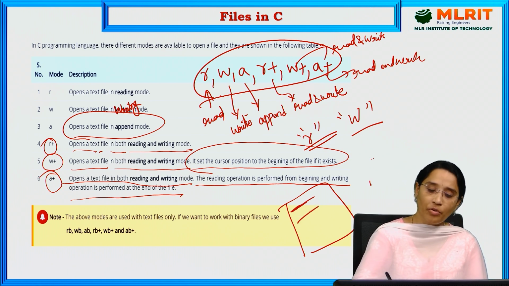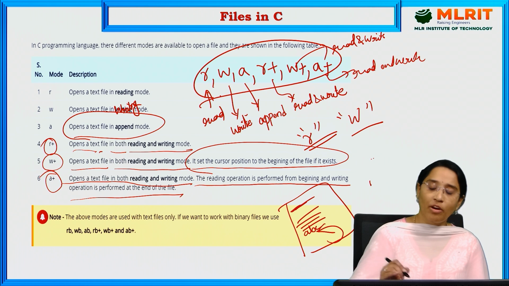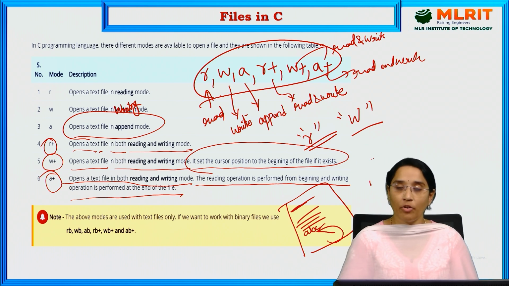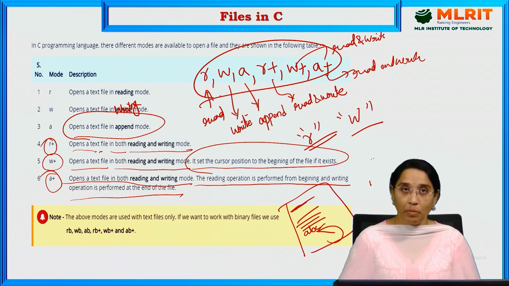Whereas if you want to append some content in that file, it is performed only at the end of the file, not from the beginning of the file. That is a plus. So the modes in C programming are r, w, a, r plus, w plus and a plus. These are the text file modes.